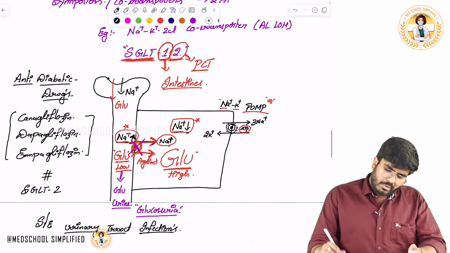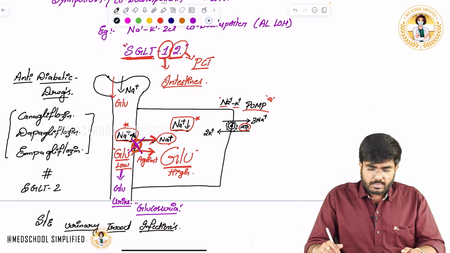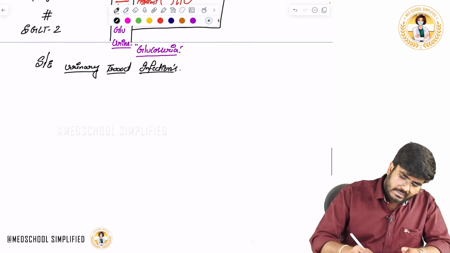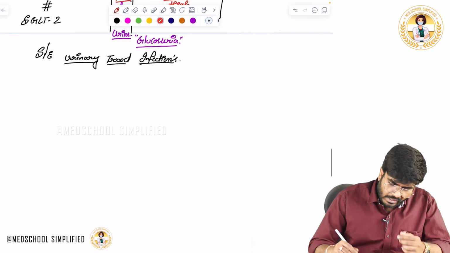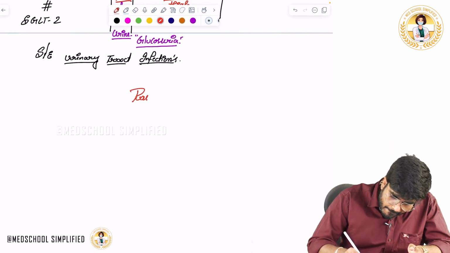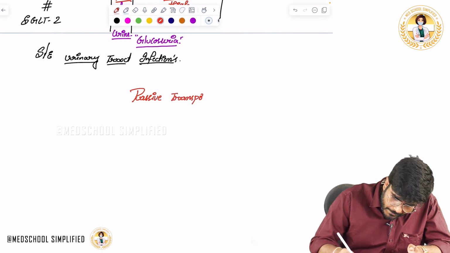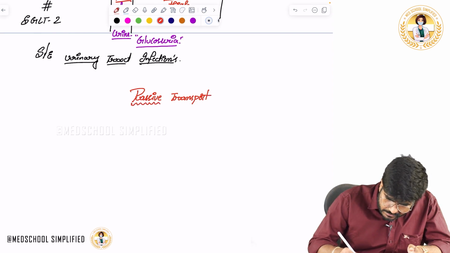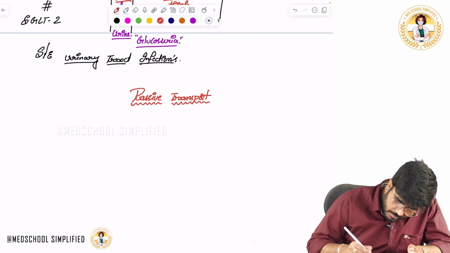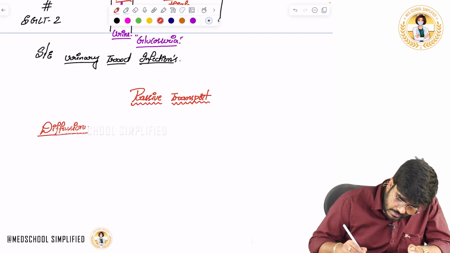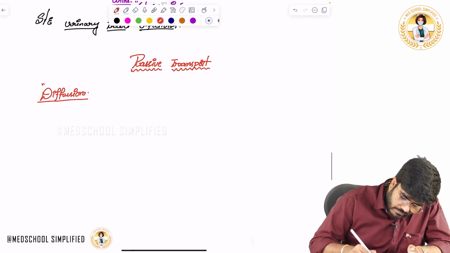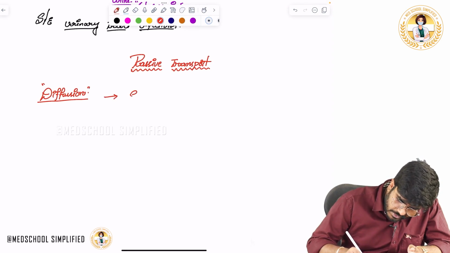So these are some important points about secondary active transport. Now let me discuss passive transport. In passive transport, the first type is called diffusion. Diffusion is of two types. The first type of diffusion is simple diffusion.